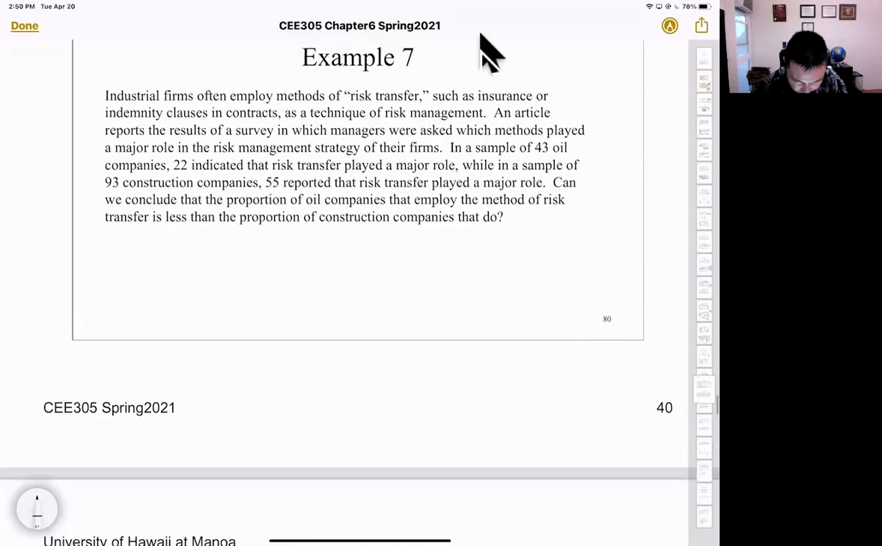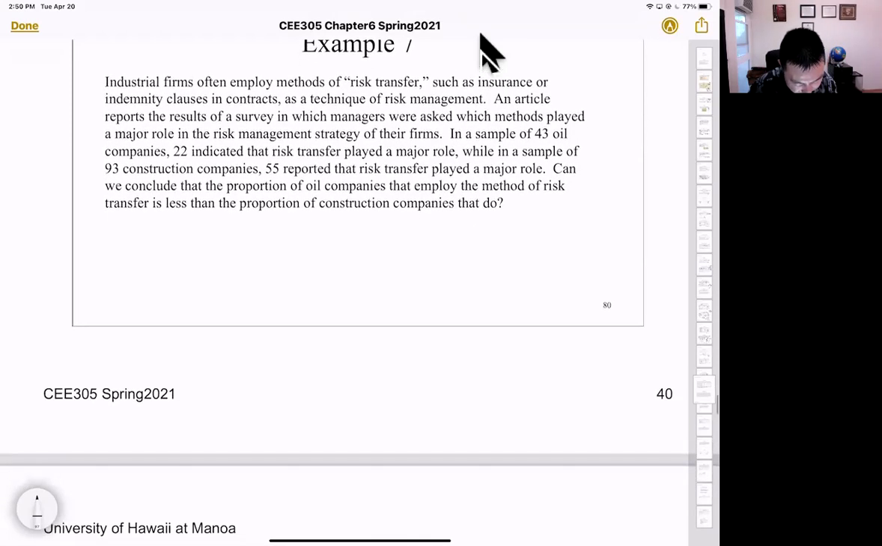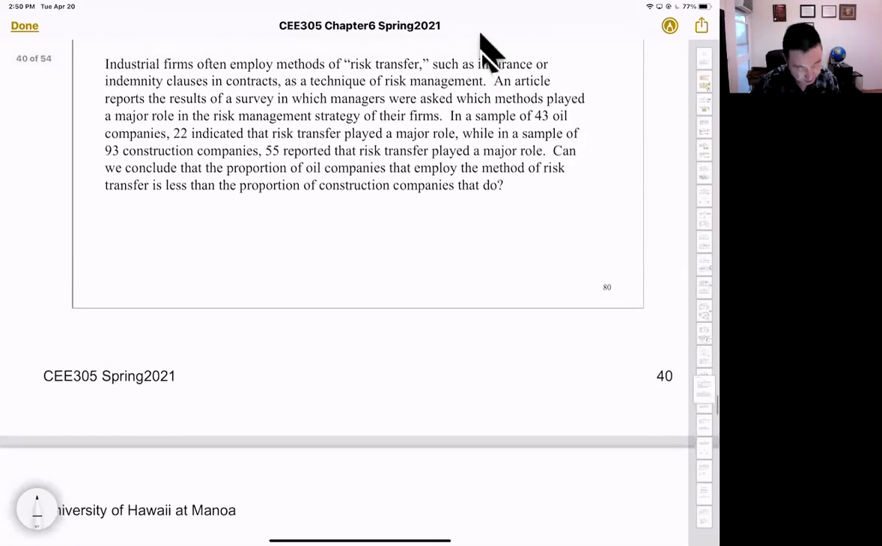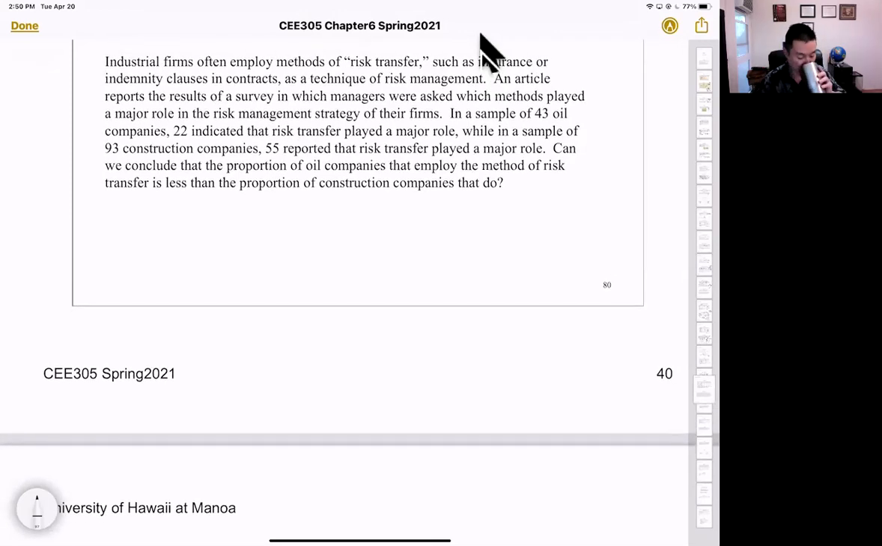That's the last example for today. Example number 7. Let's read it together. Again, look at the last sentence. Can we conclude that? And this will be H1. So can we conclude that the proportion, keywords number 1, keyword number 2. So can we conclude that?